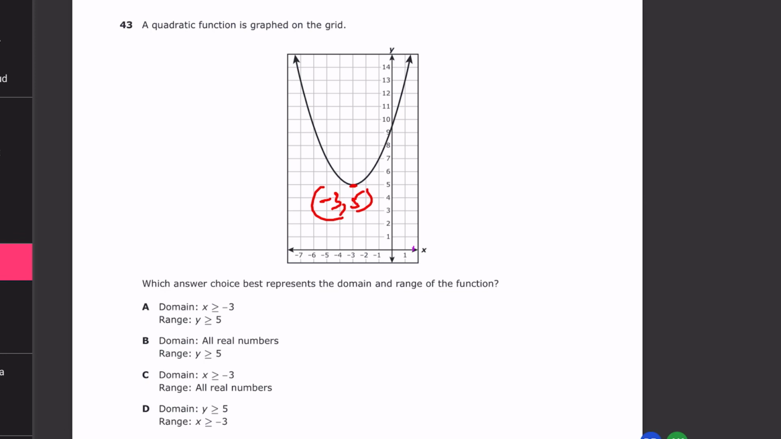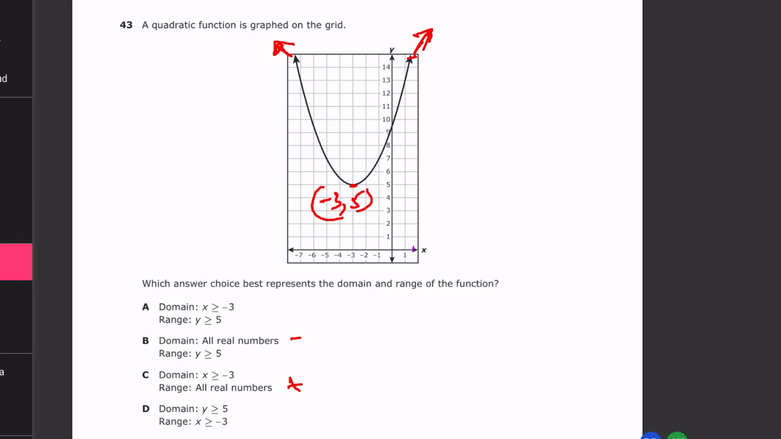For a quadratic equation, the domain will always be all real numbers. It will always have all real numbers. So it cannot be this, only this it can be. Domain is a set of all real numbers because it's going to infinity on this side, and here also you have an arrow, so x goes to infinity on both sides.